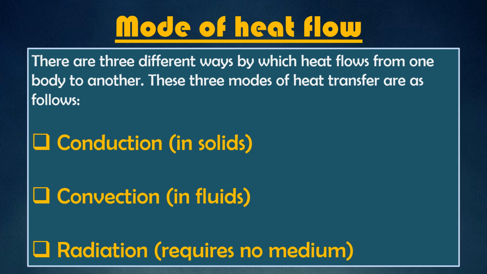There are three different ways by which heat flows from one body to another. These three modes of heat transfer are as follows: conduction, that occurs in solids; convection, that occurs in fluids, that is liquids and gases; and radiation which requires no medium. This means that the flow of heat by radiation can occur even in vacuum. Now let us discuss each in detail.